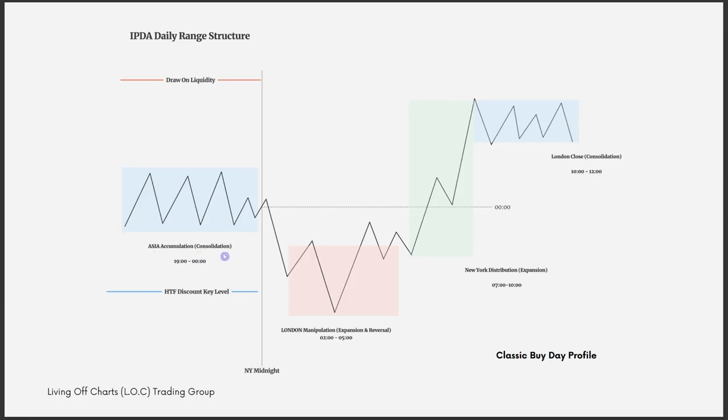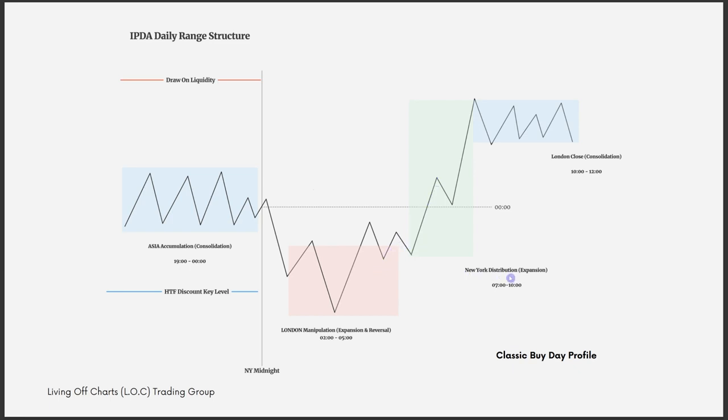So accumulation during Asia from 7 to 12 a.m., right? Higher time frame discount level resting just below that accumulation phase, right? This is important. We want to see that consolidation just before that key level, because then the manipulation phase can actually hit that higher time frame discount key level, and then we can expect this to be the manipulation. And this often happens during London session between 2 and 5 a.m. This is the London session kill zone, right? We always mark out New York midnight opening price so we can determine that the expansion lower is actually manipulation. And then we can have a reversal which leads to an expansion higher.